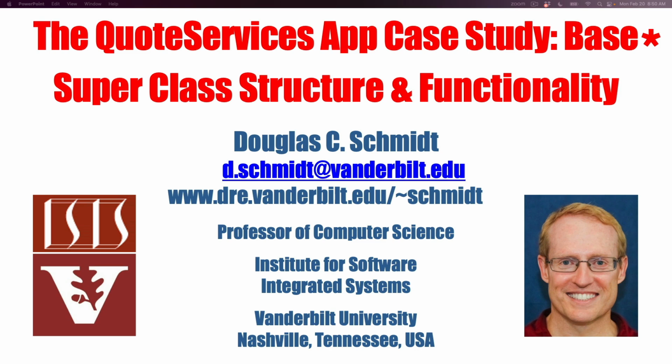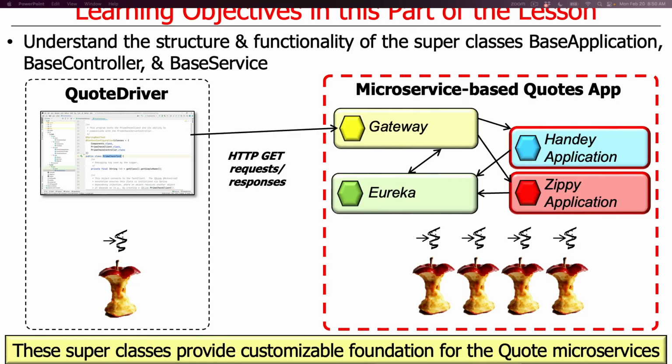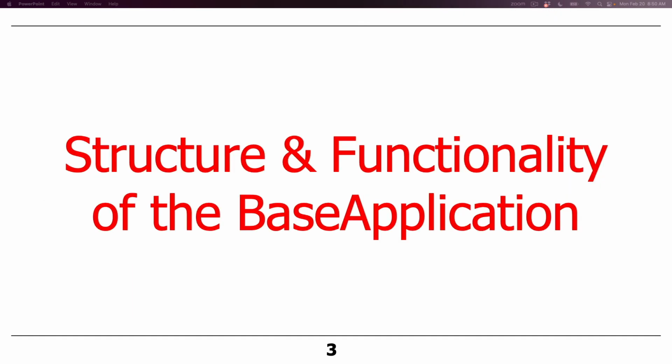So we're now going to turn our attention to some of the infrastructure that we define in order to factor out common code that's shared between the various microservices in the QuoteServices app case study. In particular, we're going to take a look at the structure and functionality of the BaseApplication, BaseController, and BaseService superclasses, which are then used as part of the implementation of the Handy application and Zippy application microservices. And these superclasses provide a customizable foundation for everything else, as you'll see in a moment.